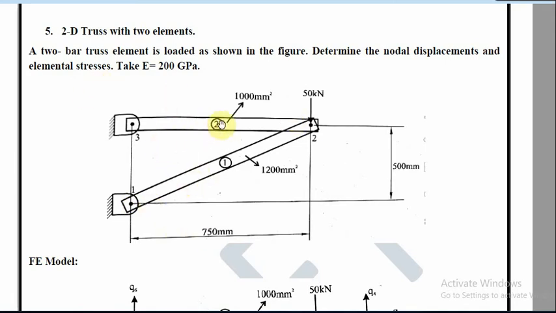For the cross sections of the truss given, element 2 has 1000 millimeter square area and element 1 has 1200 millimeter square. The x distance and y distance are given in the diagram, and the load acting at node 2 is 50 kilonewton.